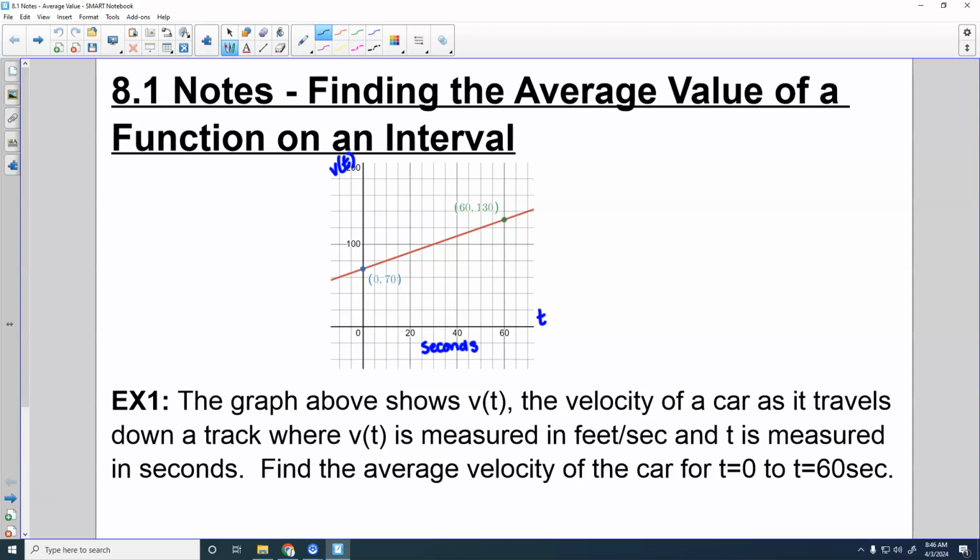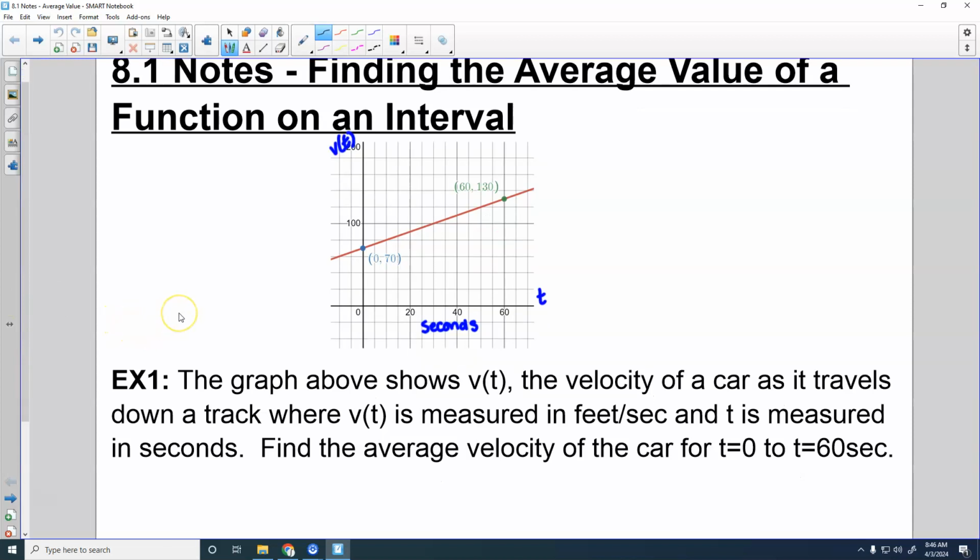So average value. I accidentally gave you one a little bit ago about average value, which we kind of figured out, even though we didn't know how to do average value yet. But we're going to solidify what to do here for your average value a little today.